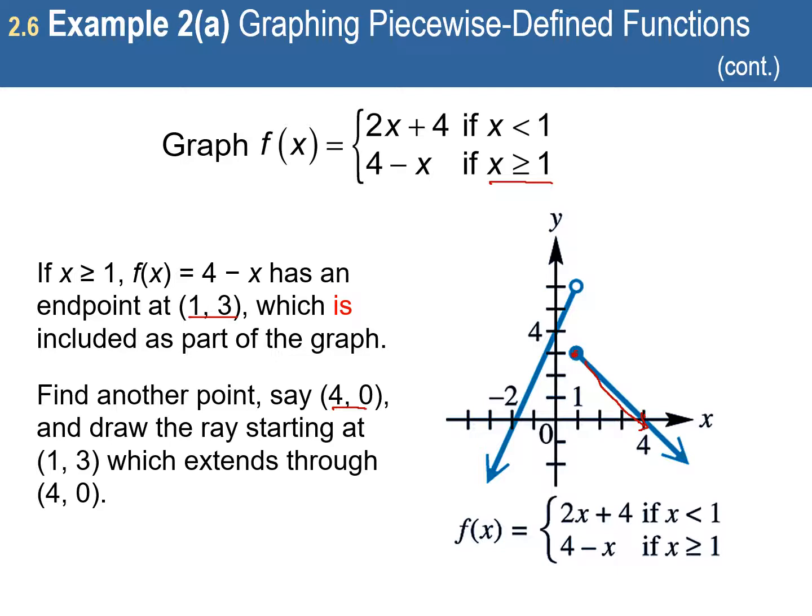So this graph right here, this is a piecewise function. You can see it's divided into pieces. And again, you graph the first line and only include parts of it when x is less than 1. And then you graph the second line, being careful with your endpoints. And it is only defined when x is greater than or equal to 1.